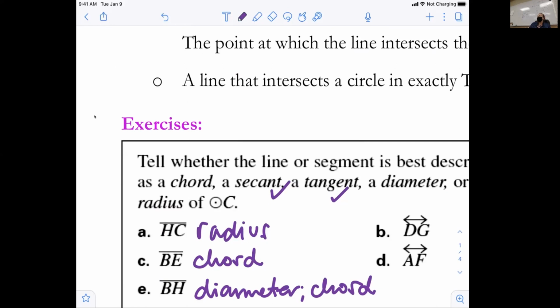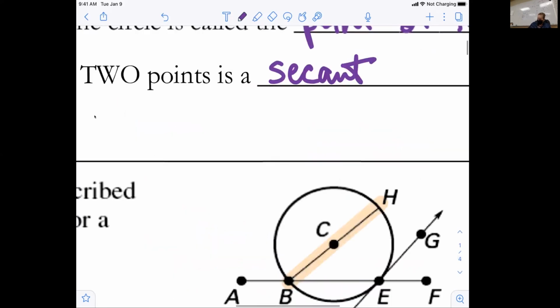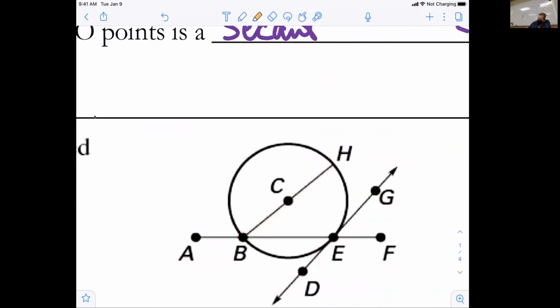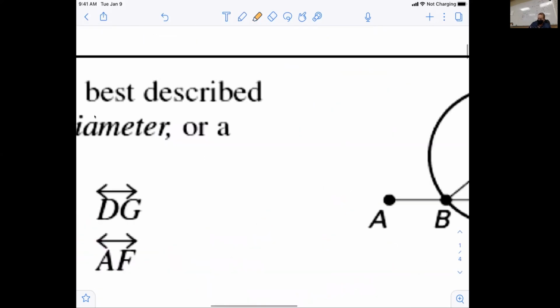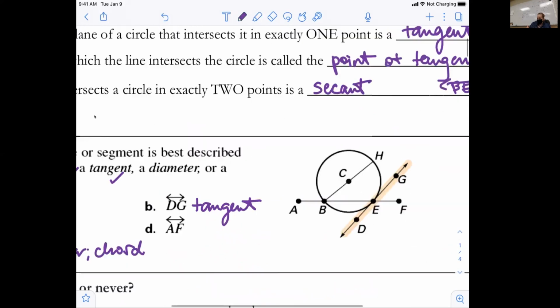So let's go look at the picture and decide which one is which. DG is this line right here. Is this a tangent line or secant? Tangent, very good, Billy, tangent. It only hits at one point, point E, so it is a tangent. And then what about AF? If AF was a line with arrows at the end, what would that be?